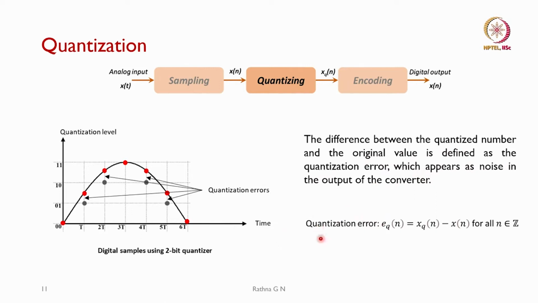How do we define the quantization error? It is given by an equation like this: eq of n is nothing but xq of n, that is the quantized value, minus x of n, the original value, for all n in my real world.